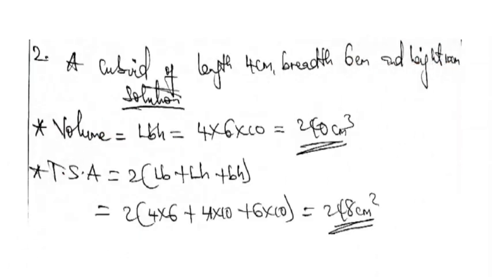Number 2, a cuboid of length 4 meters, breadth 6 meters, and height 10 meters. Answer: volume is LBH, which is 4 times 6 times 10, which is 240 meters cubed. Then TSA is 2 open bracket LB plus LH plus BH, which is 2 open bracket 4 times 6 plus 4 times 10 plus 6 times 10 equals 248 centimeters squared.